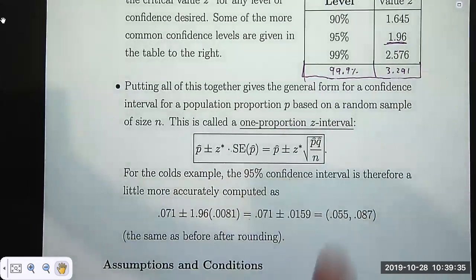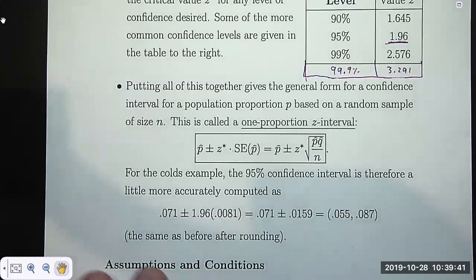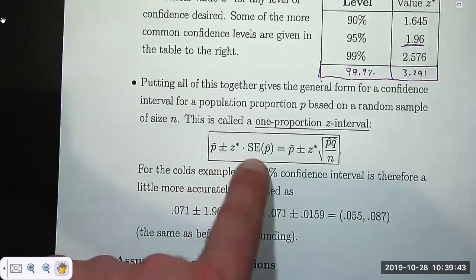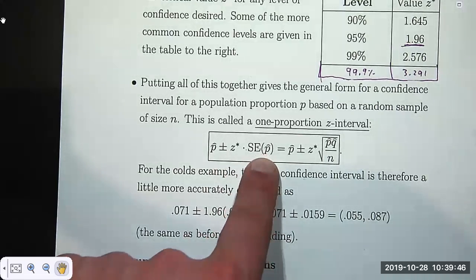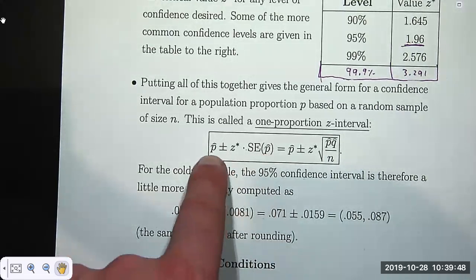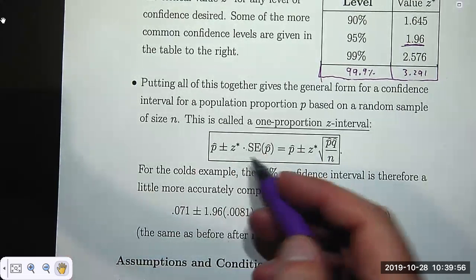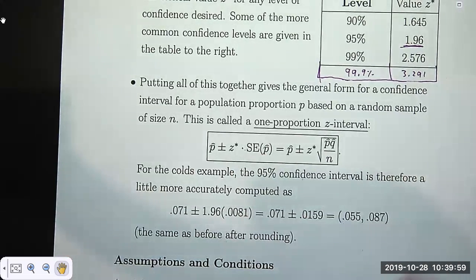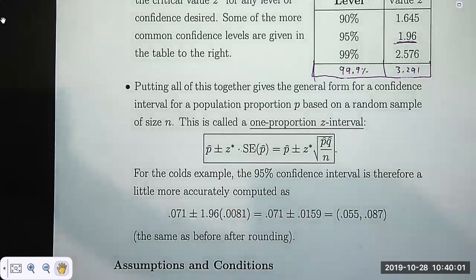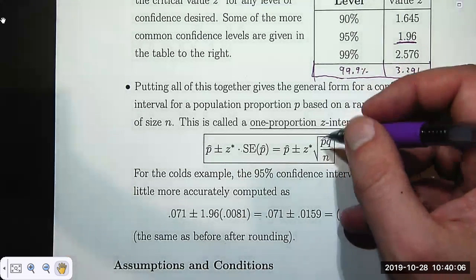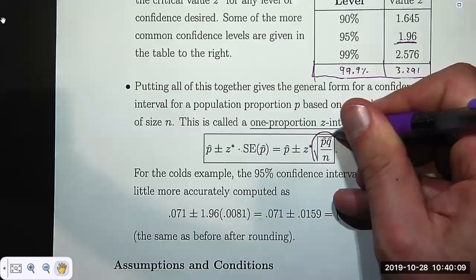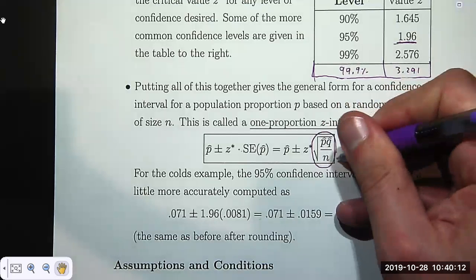And then with this formula, let's say you know Z star and the standard error, you could find what p hat would be because you know p hat is precisely in the middle there. So if you knew the confidence interval, like down here, you could work backwards, so to speak. All right, so we've got the standard error right here.